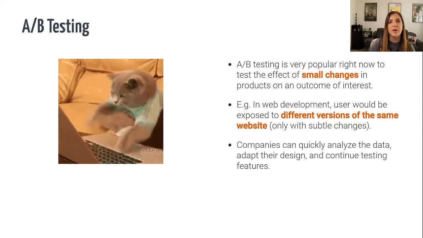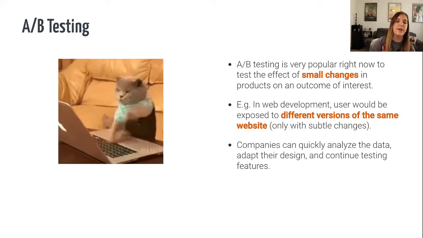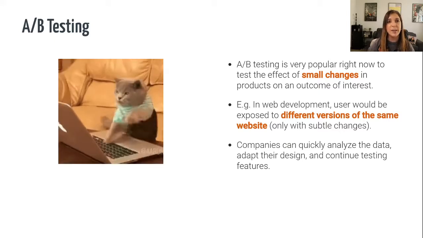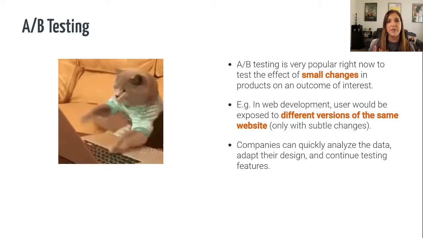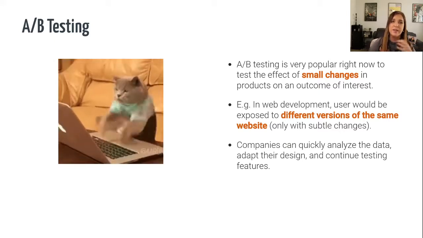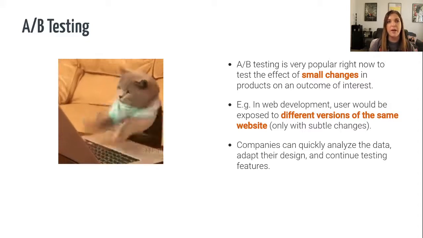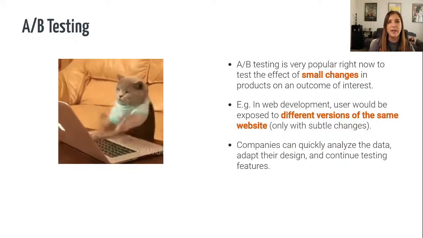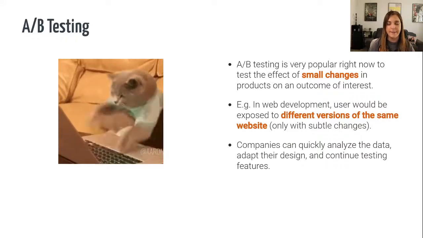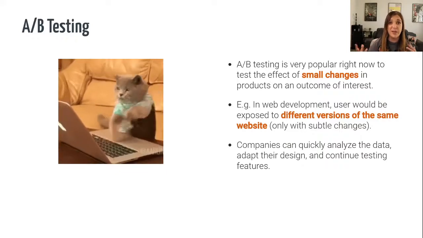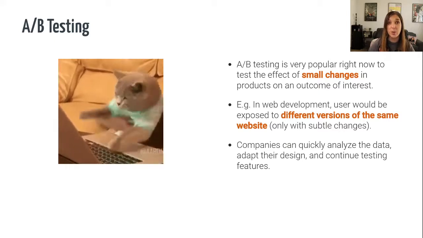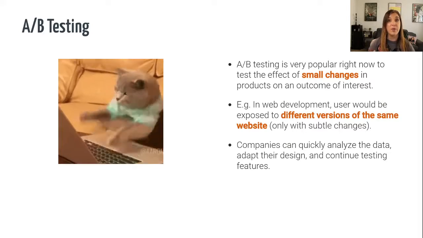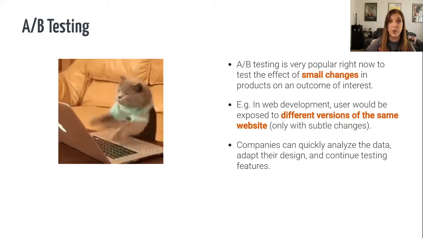So the idea is that companies can quickly analyze and adapt their design and continue to test different features. And it's called A/B testing, again, because you have two different treatments and you're assigning people to either one or the other. And then you can have other A/B tests after that, concatenating these different experiments. And you can do it very quickly because, especially in web development, you get a lot of users interacting with your website.